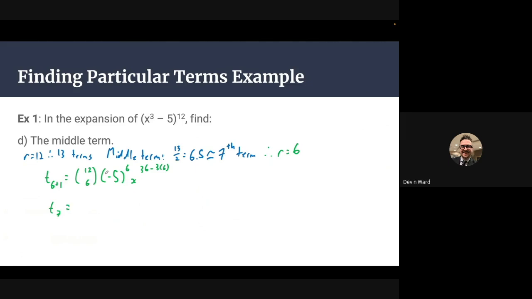And you can plug all that into your calculator at once. Just save yourself some writing. So we'll get 14,437,500 times x to the power of 36 minus 3 times 6, which is 18. So it'll be to the power of 18.